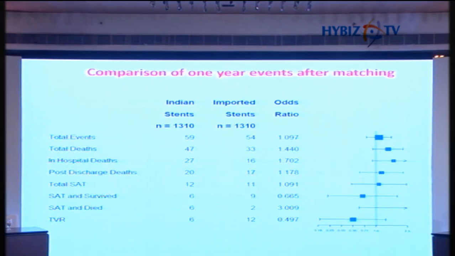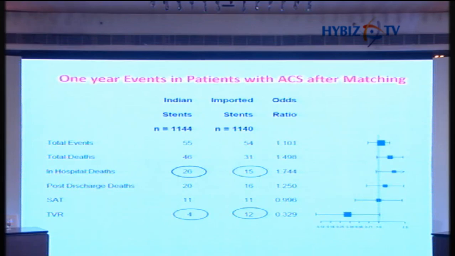The in-hospital deaths are slightly more, numerically more in the Indian group, but not statistically significant, probably because still whatever exclusion you do, the poorer patients come with acute coronary syndrome, and in-hospital death is seldom because of the stent that you implant. It basically reflects the patient's illness, sickness. So the acute coronary syndrome patients seem to have slightly higher mortality when they had Indian stents. As I mentioned, there are more in-hospital deaths than post-discharge events.